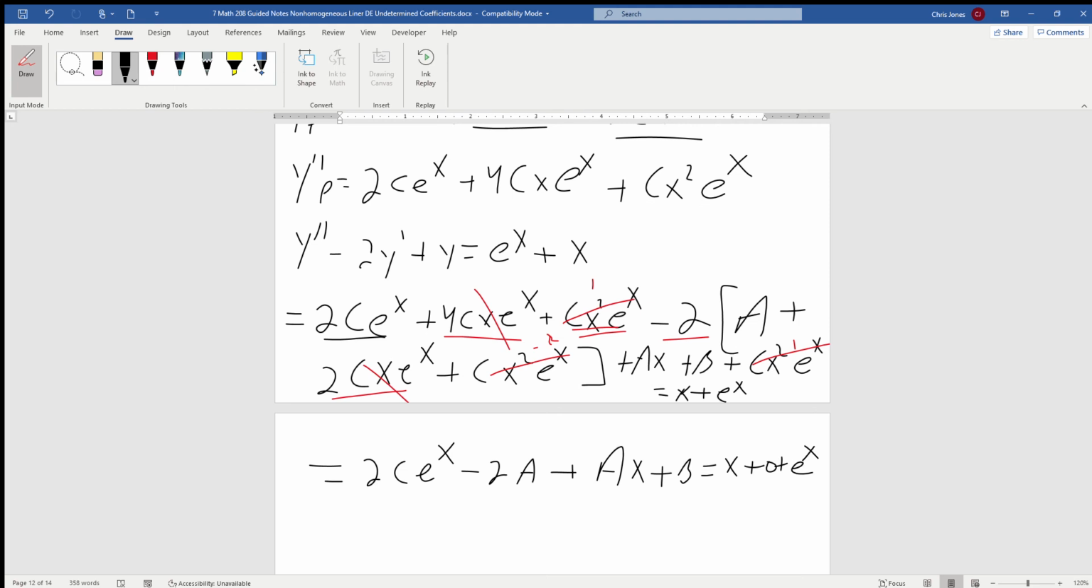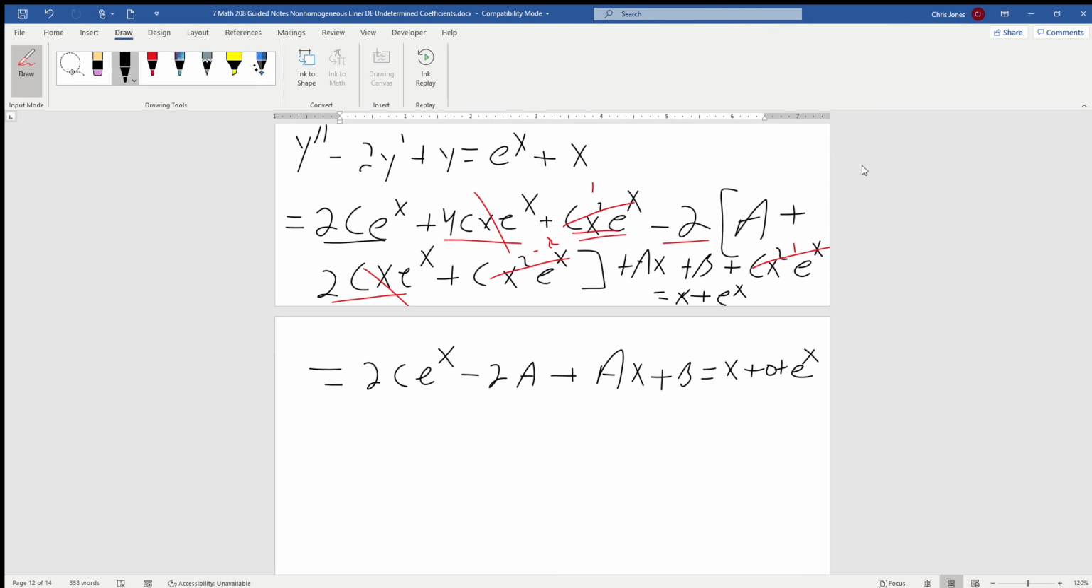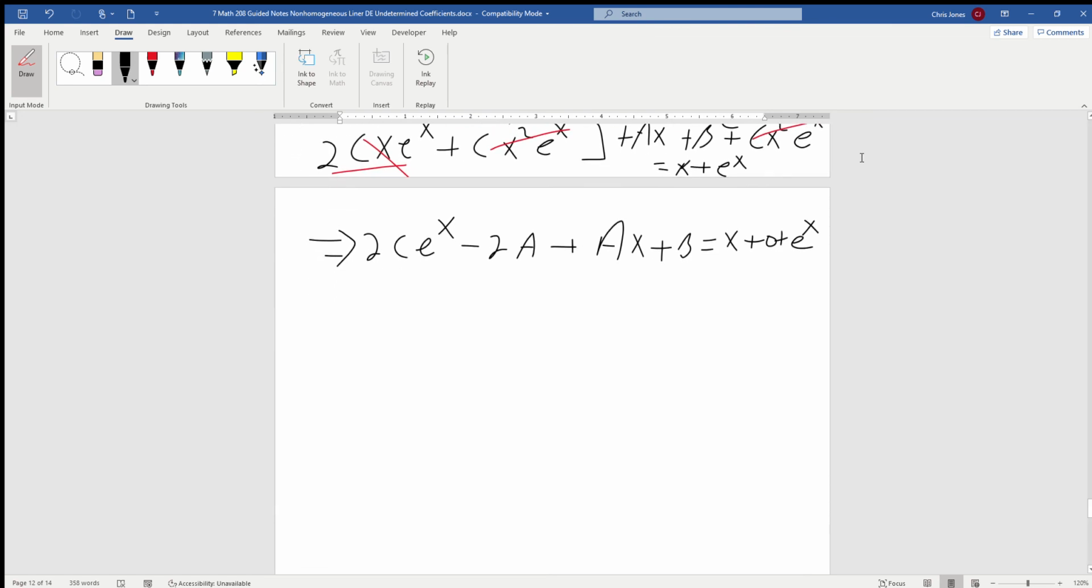And now at this point, it's really easy for us to derive our system and to get to the solution. All right, so we have a is equal to 1, so we're matching up coefficients. So that's easy. We have that negative 2a plus b is equal to 0. And then finally we have that 2c e to the x, so 2c is going to be equal to 1.